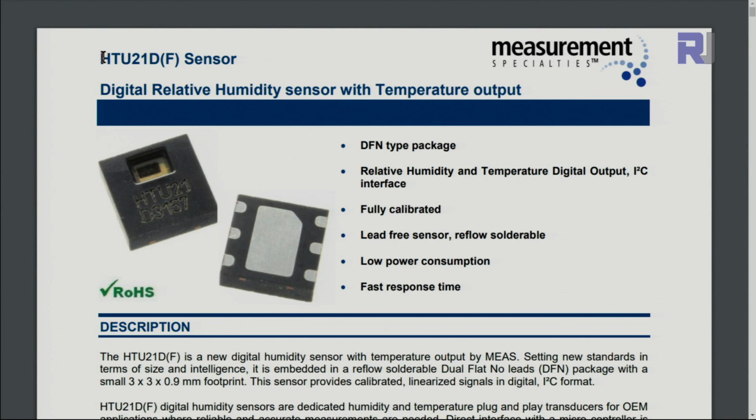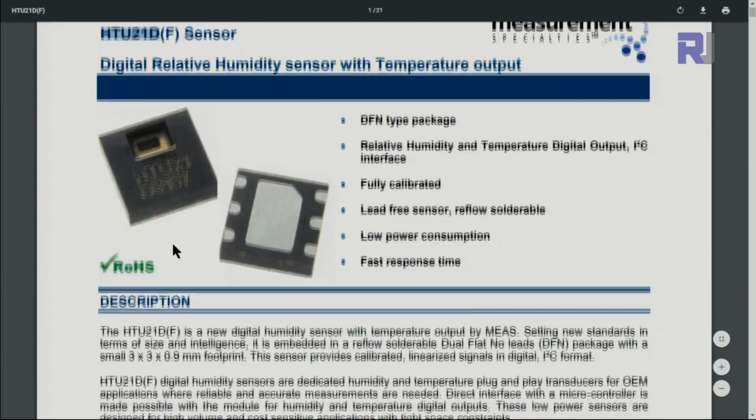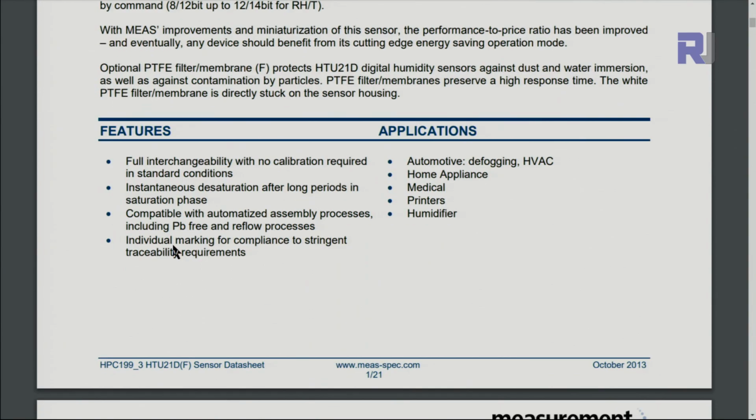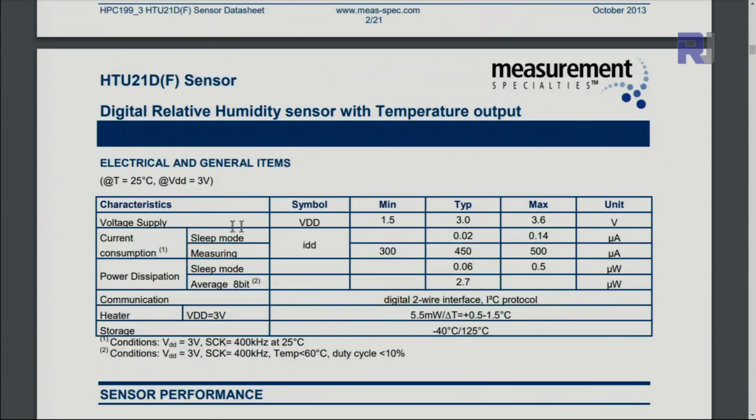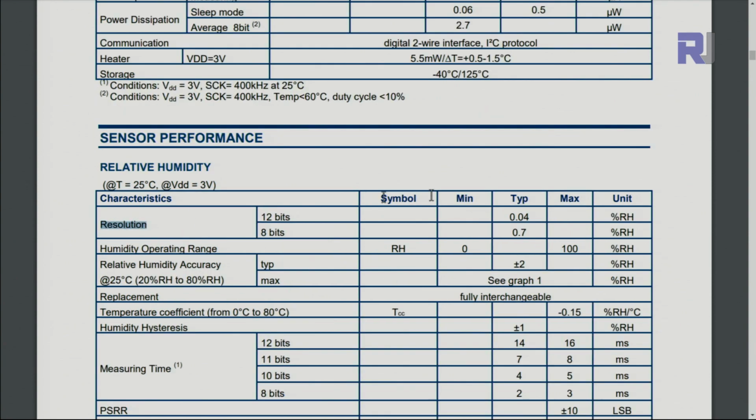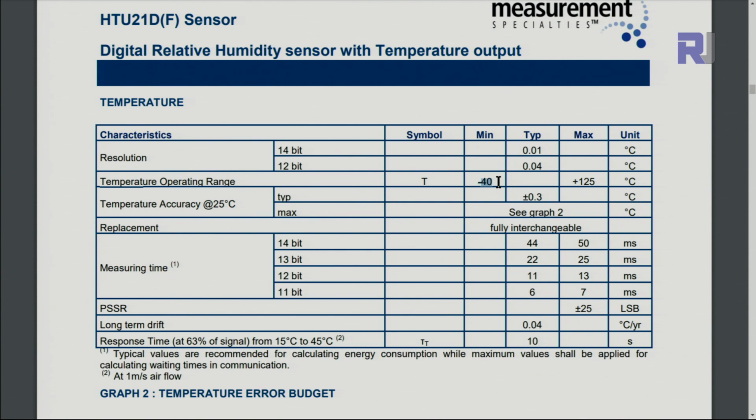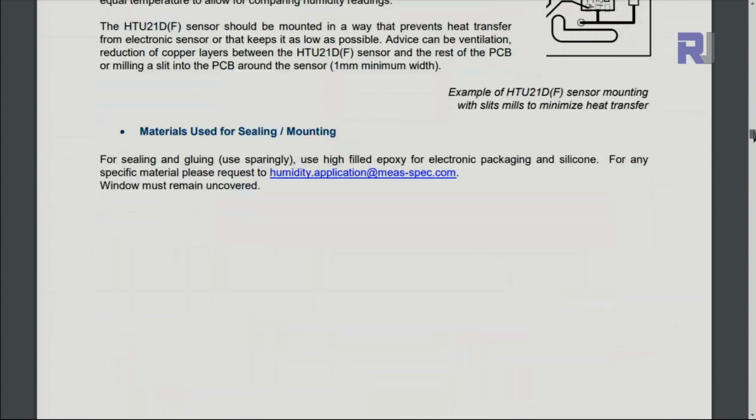Here's a data sheet for this HTU21DF. This is made by MEAS. Let's have a look at some of the specs. The voltage supply can be from 1.5 up to 3.6, so we are using 3.3 volts. The current that it consumes when it doesn't read is 0.02 microampere. It's very, very minimal. And once it's measuring, it will be 450 microampere, typical. The resolution for relative humidity is 0.04%. For the temperature, it can display from minus 40 to plus 125 degrees. I will provide you the link in case you need further reading.